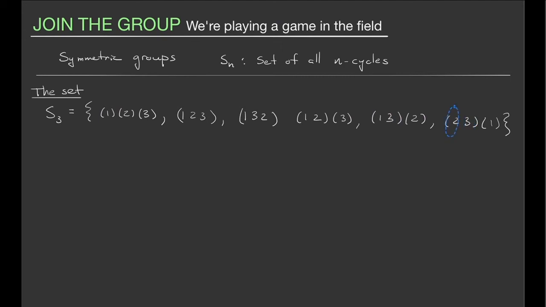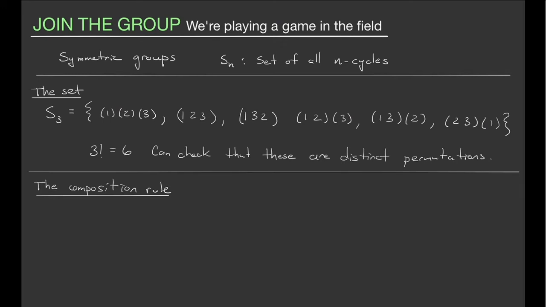That's what I mean when I say they swap places, and 1 stays in place. So there are 6 different possible permutations. The reason that's so is because it's 3 factorial, as we mentioned before, and you can check that all these are distinct. Besides having a set, we also need a composition rule. The composition rule we'll have here is simply composition of permutations.